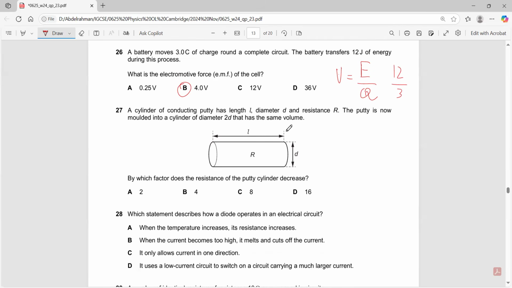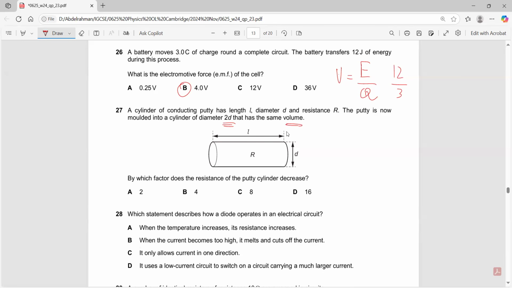By which factor does the resistance of the putty decrease? This might seem to be a bit difficult, this question. Let's solve it and try to simplify it as much as possible. A cylinder of conducting putty has length L, diameter D, and resistance R. It is now molded into a cylinder of diameter 2D that has the same volume.